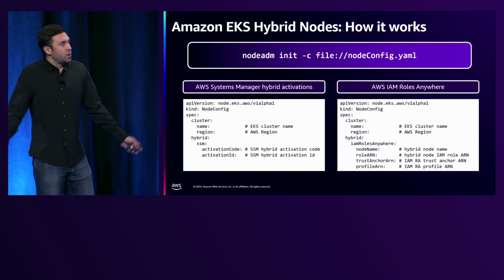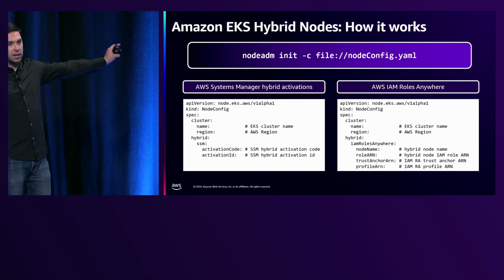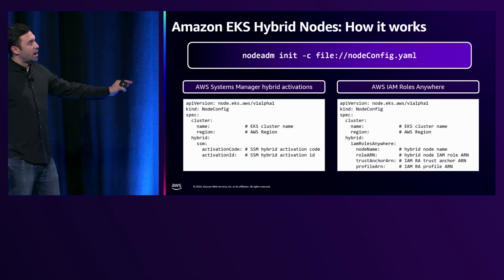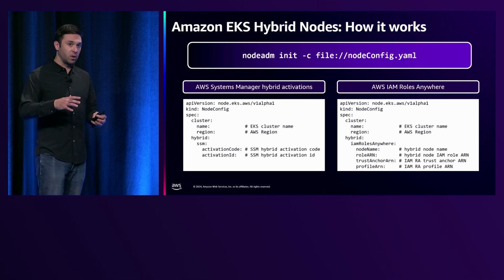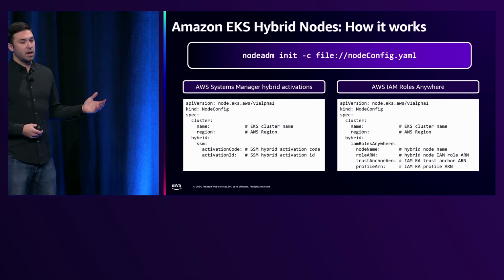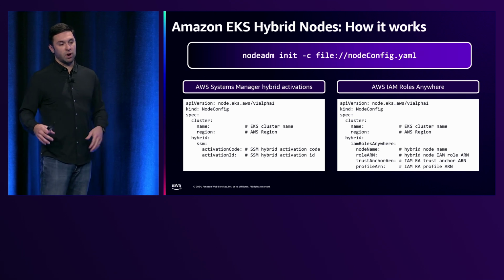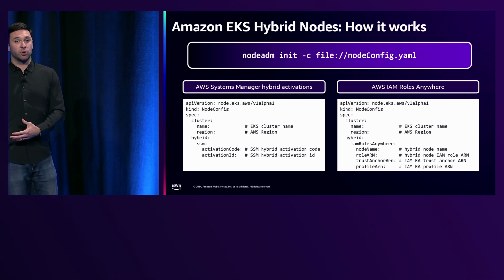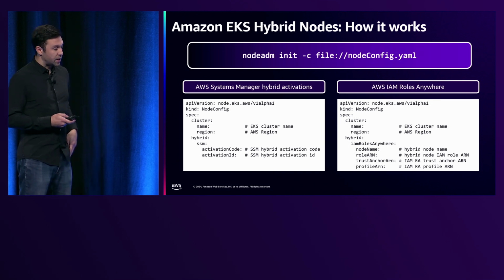What I'm showing here is an example of what that Node ADM init command looks like. Before you run this command, you should run the install command, which pulls down all of the dependencies. Node ADM init is what is going to start up those dependencies and is what's going to grab those temporary IAM credentials and connect to the EKS cluster that you configured.